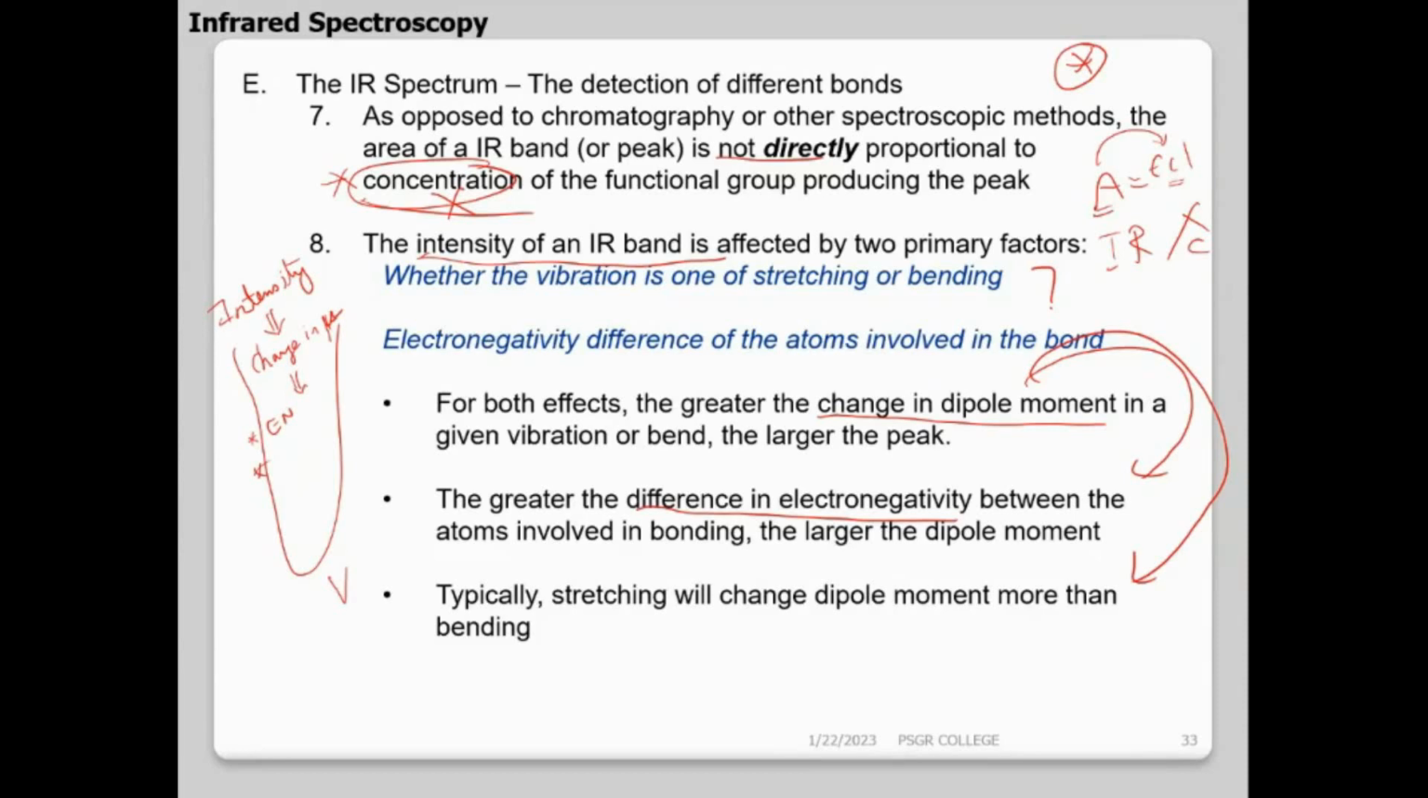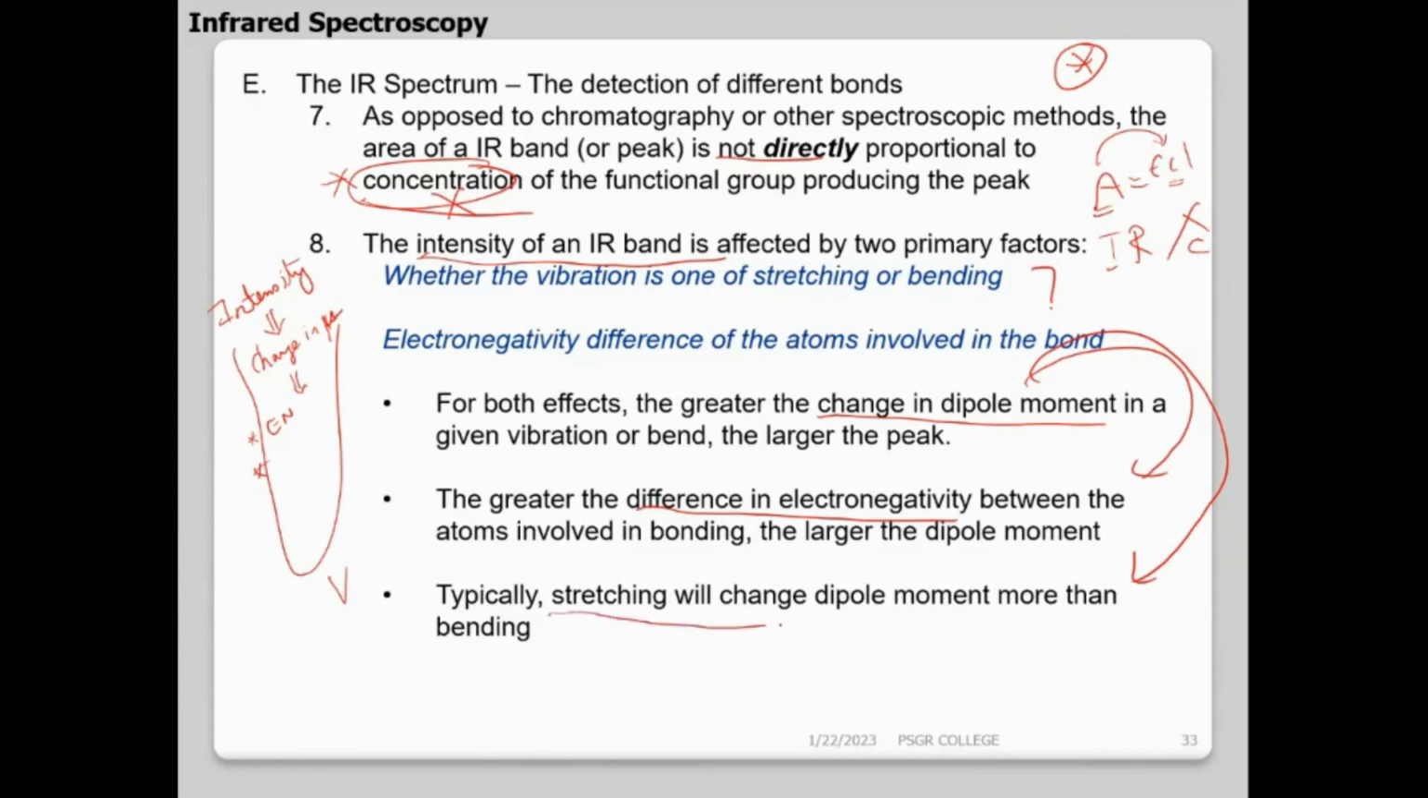What are the types of bending? In plane and out of plane. In plane has scissoring and rocking. Out of plane has twisting and wagging. Very good. Awesome.